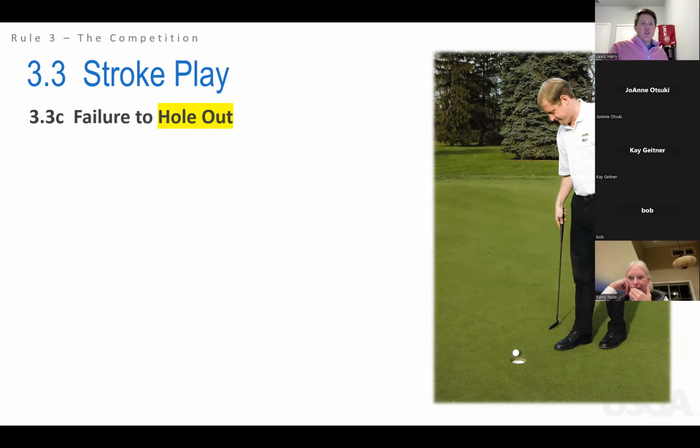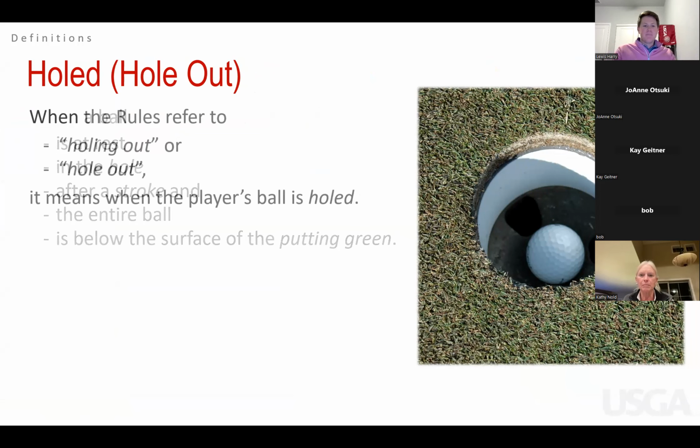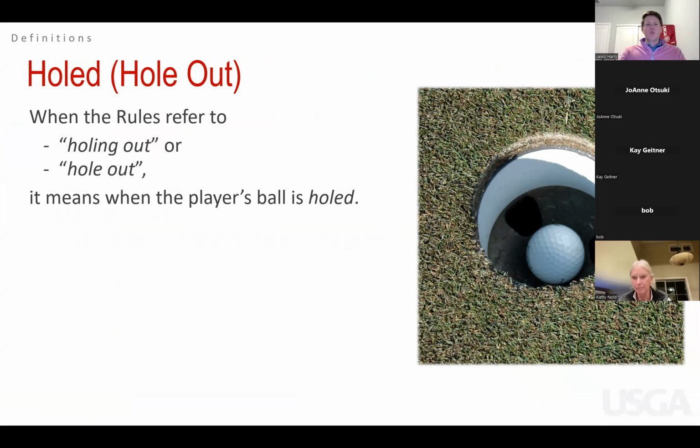Last piece tonight for stroke play is our failure to hole out. Like we mentioned a few times throughout this presentation, we need to hole out in stroke play. We have to have a score for every single hole. When we talk about holing out, we're talking about that ball being at rest in the hole after a stroke, and the entire ball is below the surface of the putting green.